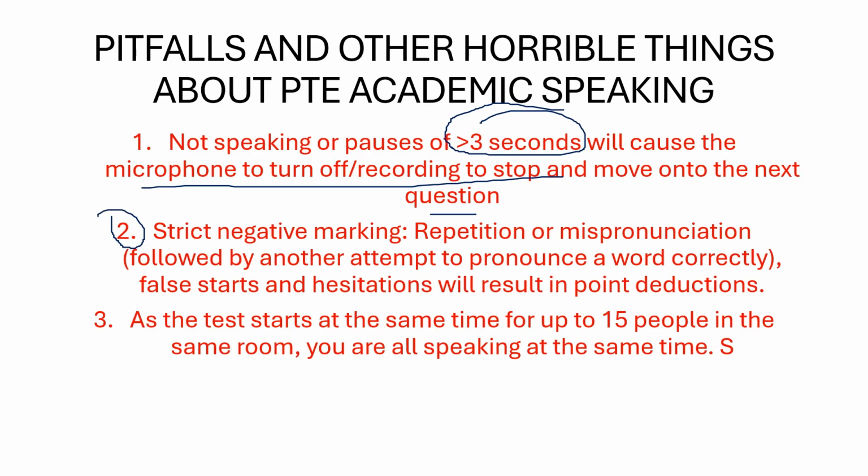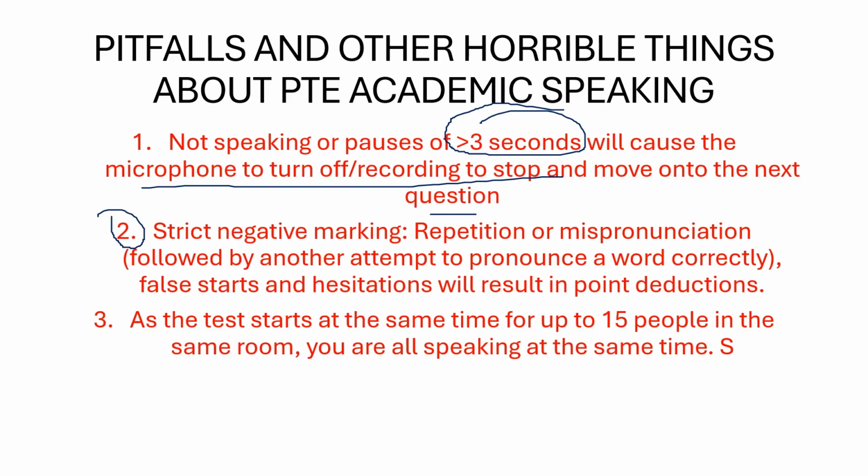Okay? Then the second problem is strict negative marking. Repetition or mispronunciation followed by another attempt to pronounce the word correctly. So let's say you pronounce the word "individualization" wrongly, and then you say "individualization" again. Every time you do that, it takes away points. False starts and hesitations will result in point deductions.